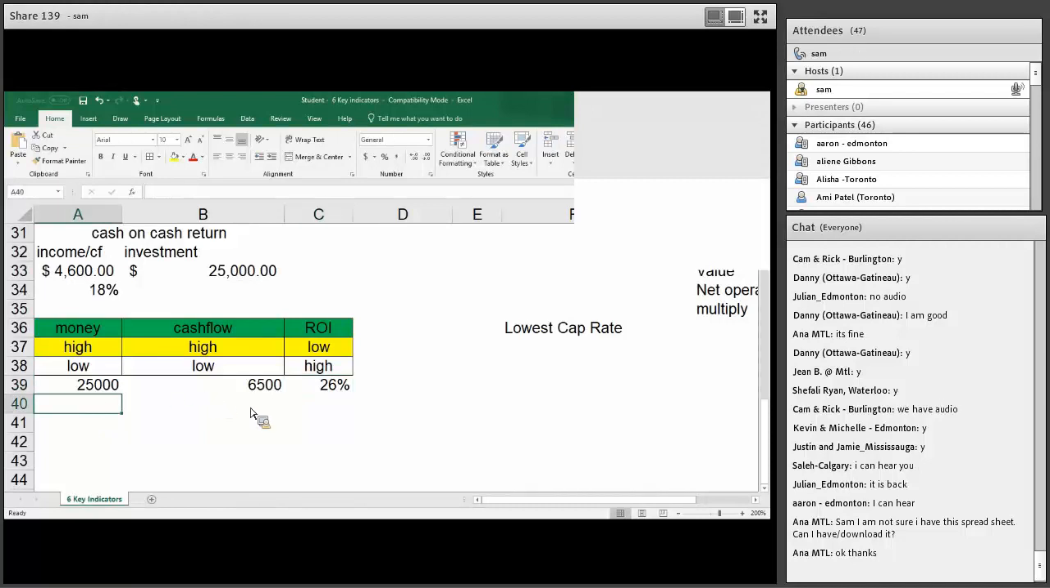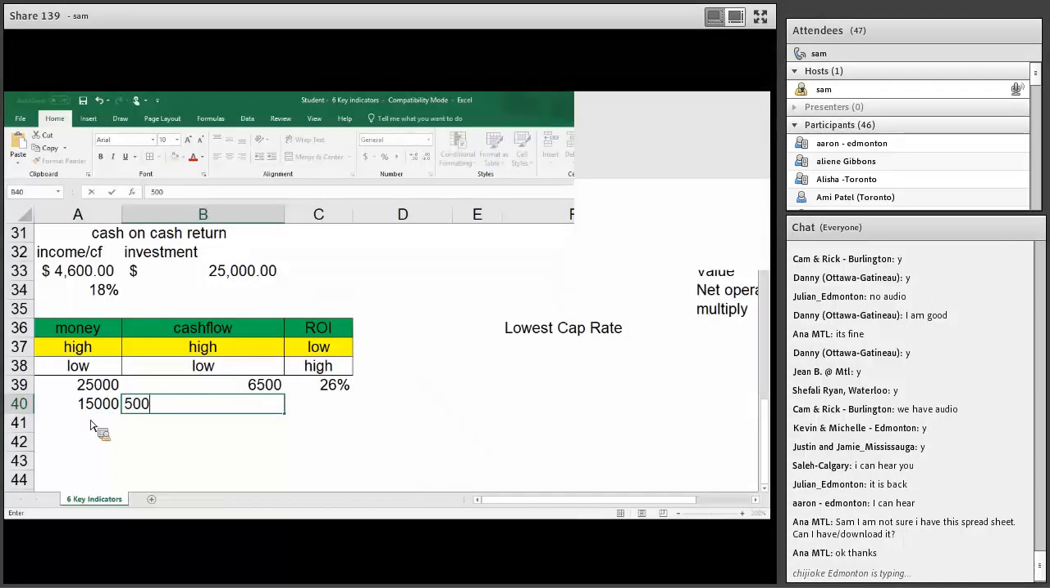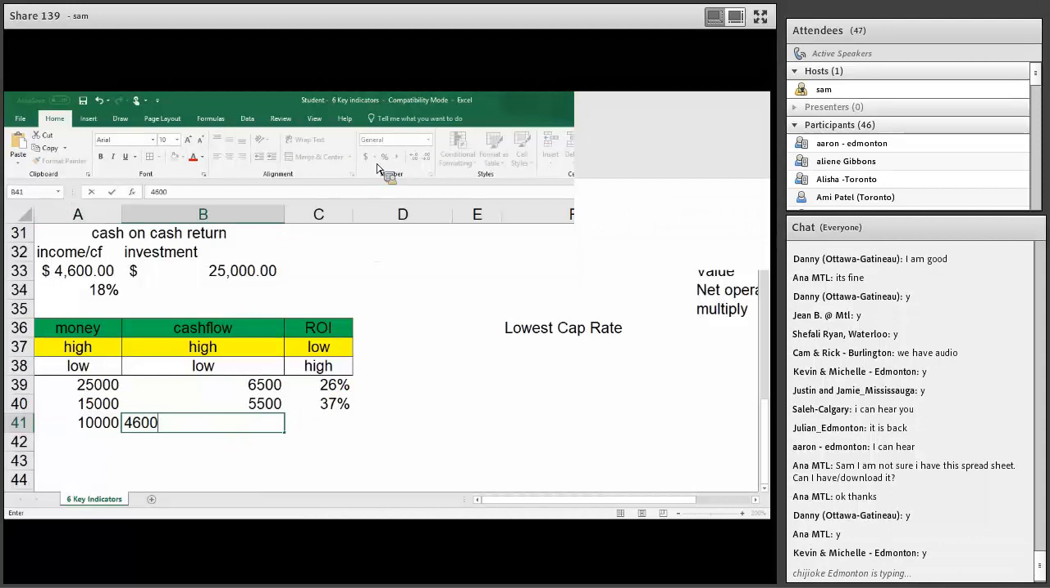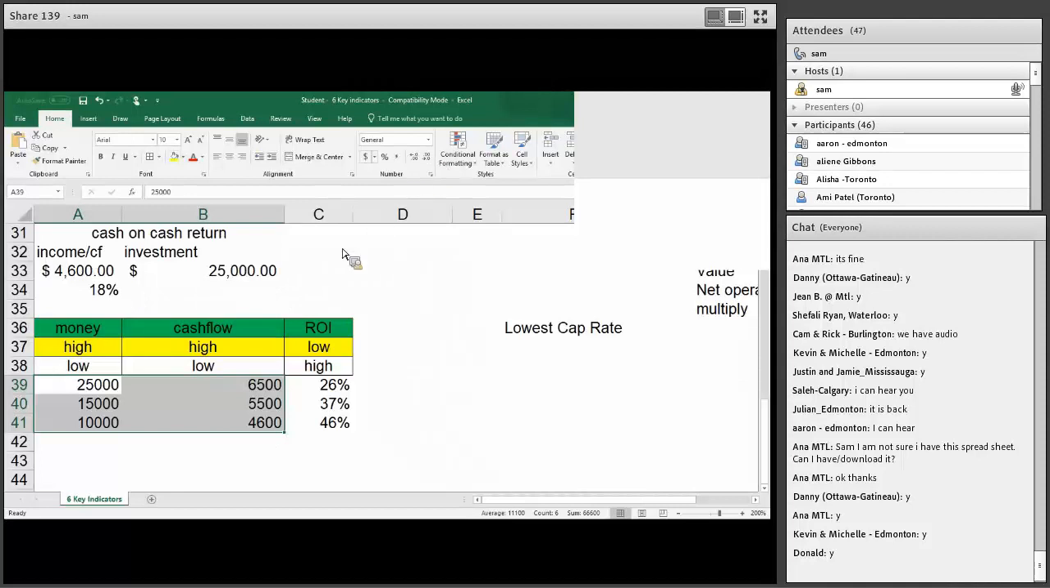Let's lower it. Let's go 15,000. 15,000 would maybe give me 5,500, it's actually higher, but 5,500. If I do this, now I'm at 37%. And if I go back to 10,000, like in this property, I'm at 4,600, and that gives me 46%. Does everybody understand what I'm doing here? Does everybody see that relationship? It's really important. That's not percentages, that is money.